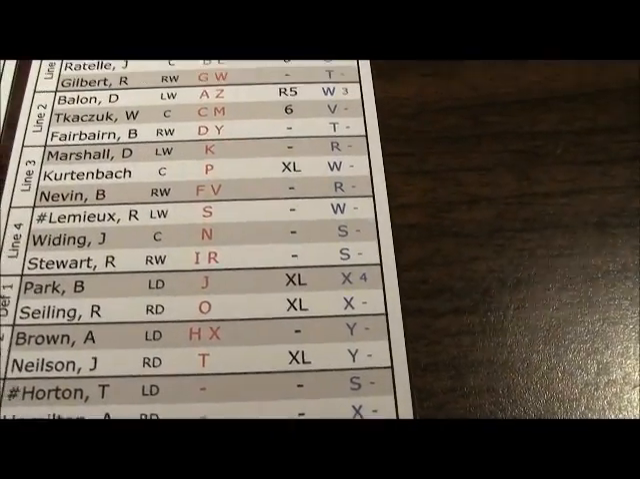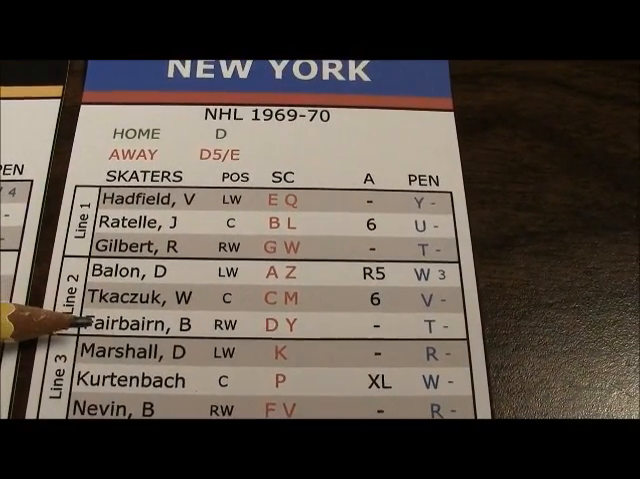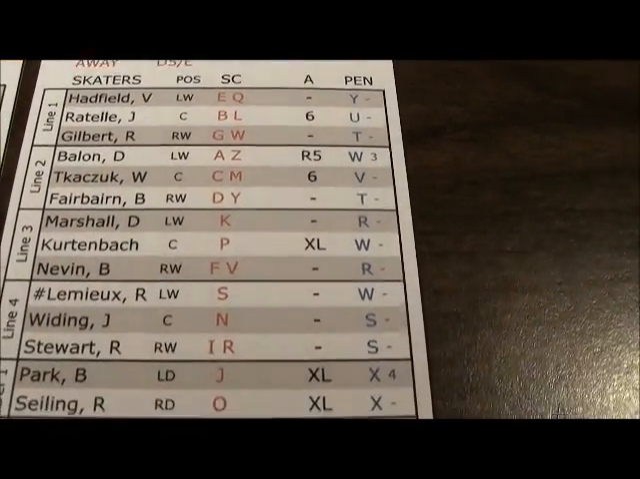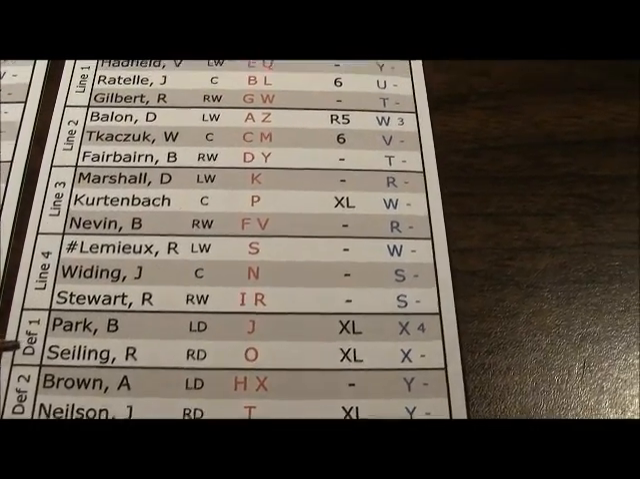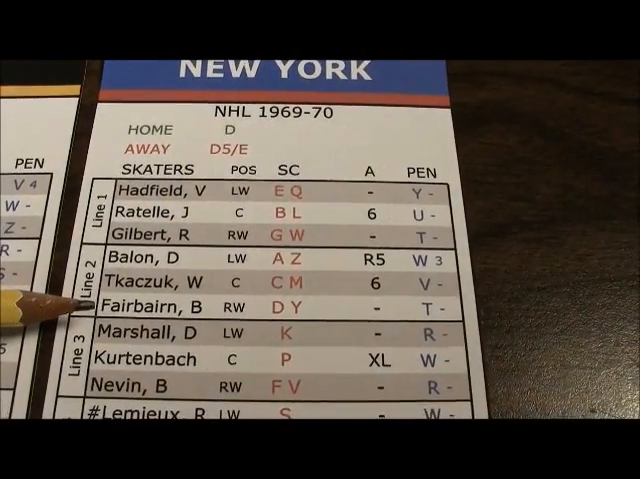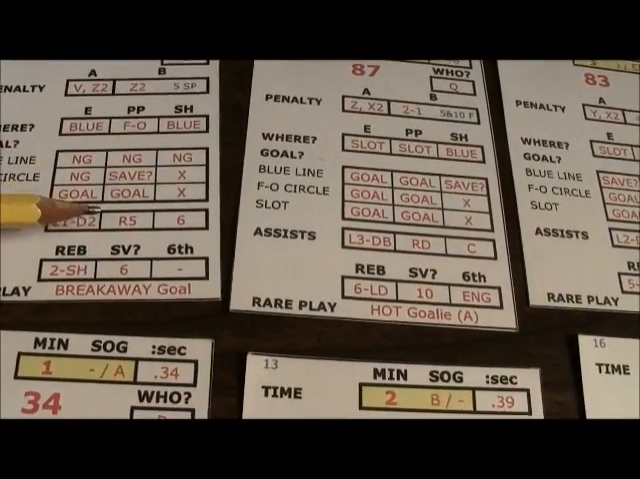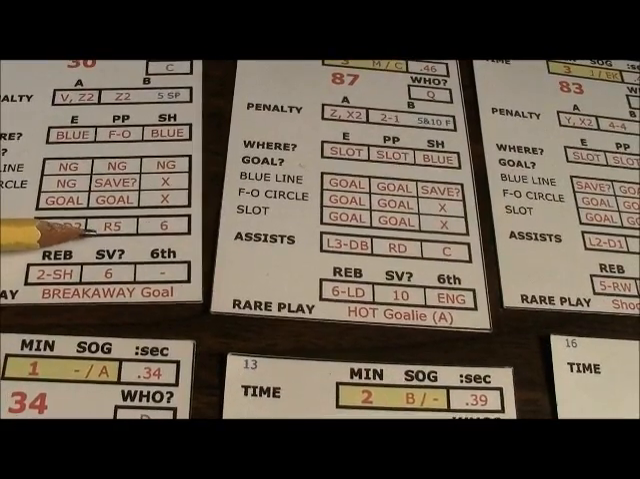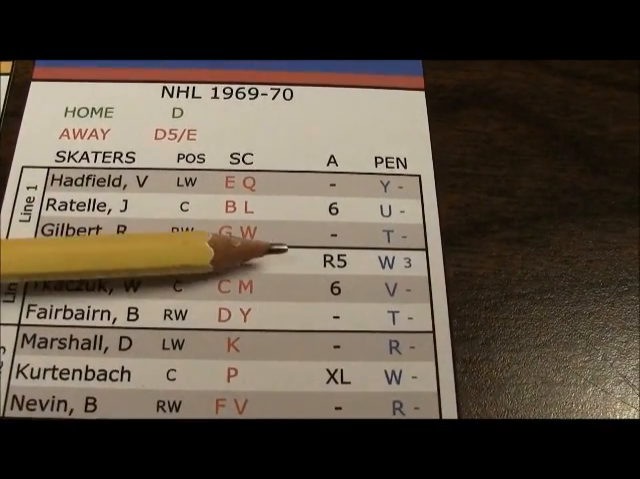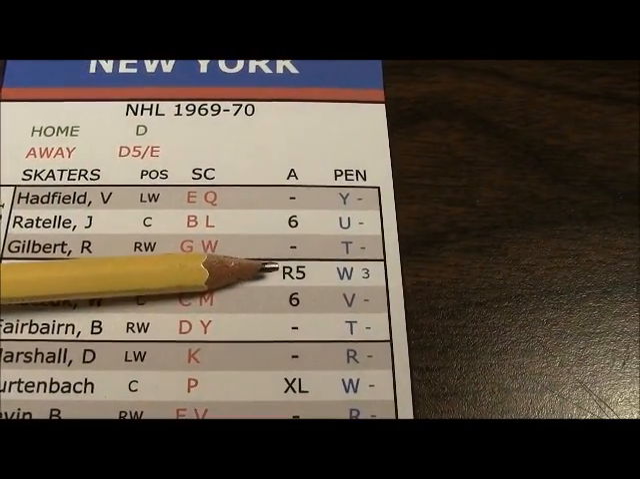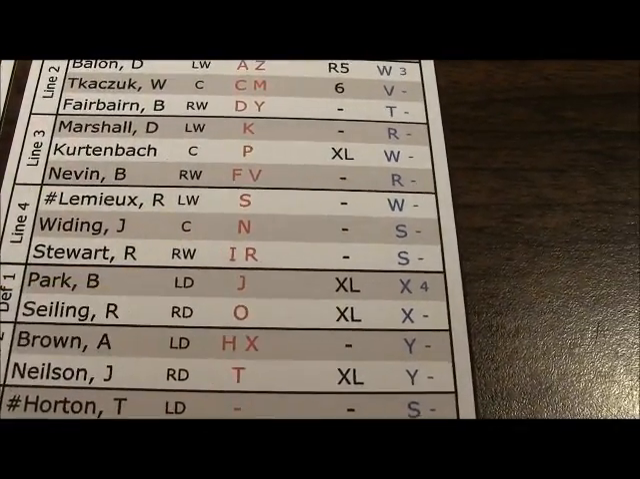Maybe we can do another example here. Let's say line 2 is on the ice for the Rangers, and we picked an action card, and it shows that defensive pair 1 is on the ice. So let's say Fairburn scores. We draw the first action card, and it's this one right here. So it's showing R5. Only players with that rating get an assist. And on Fairburn's line, Dave Balon has the R5 rating. He gets an assist, and nobody on the first defensive pair has that rating.